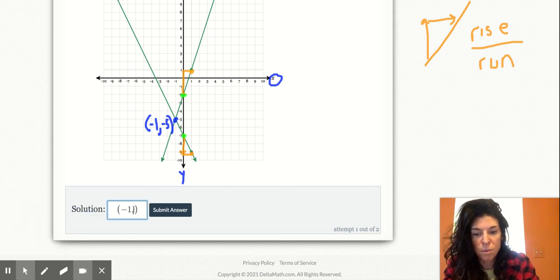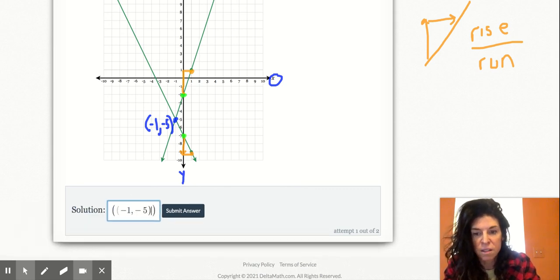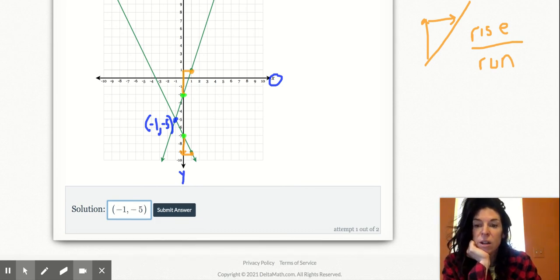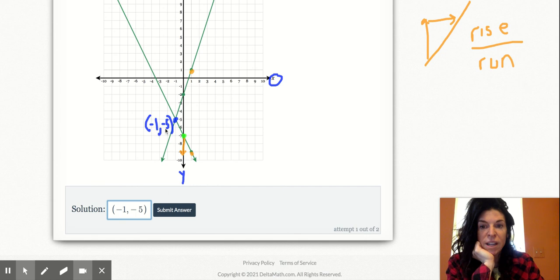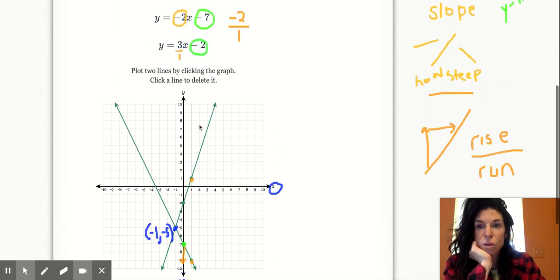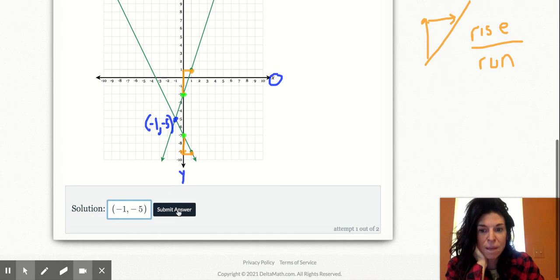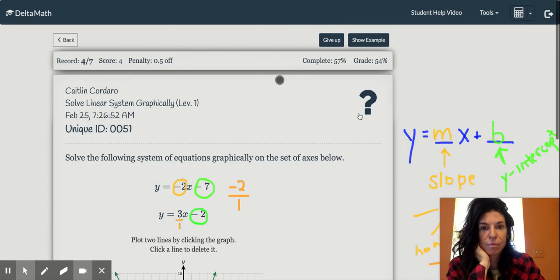So that is the solution to this system of equations. And what we'll see when we do algebra with systems of equations is that when we put -1 and -5 into those 2 equations, it will make both equations true. It will work and make both equations true. Submit. Got it right.